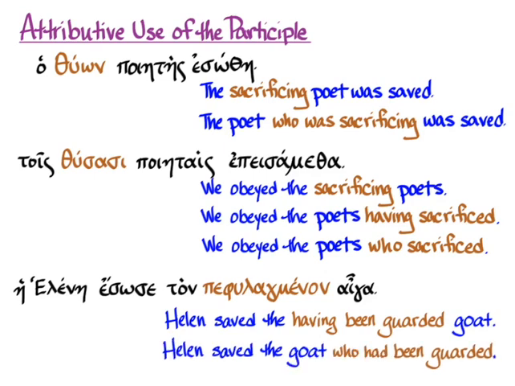She saved the goat who had been guarded. And there you hear clearly the relative time as well. It makes it quite clear that pephulagmenon is completed before the saving. So that gives you a sense of some of the varieties of translations that you can do with the attributive participle. Context is always going to help you, and your sense of good English idiom is always going to help you. I want to talk about a very common way that Greek uses participles.